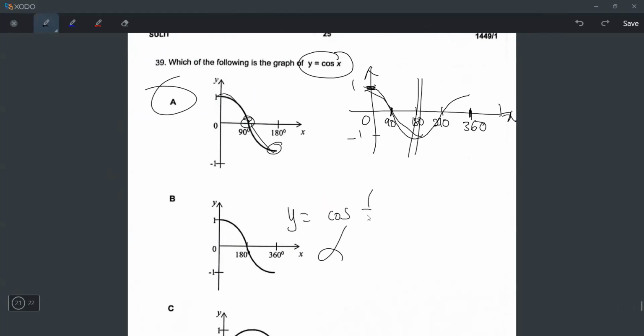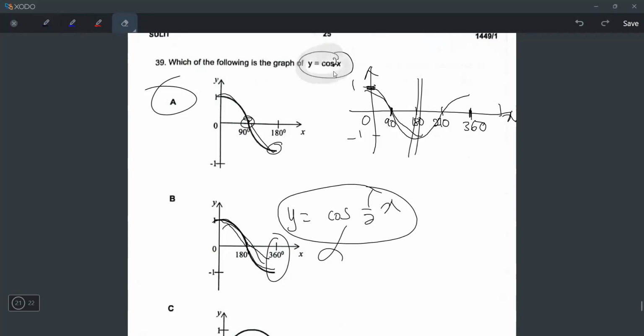Let's think about this. 1 over 2x. Yeah. If the question is asking for y equals cos 1 over 2x, then B is the answer. Okay. Because if this value is 1, it means in 360 degrees one cos graph happens. Okay. And what if the number here is 2? Then what it means? It means in 360 degrees there are 2 cos graphs. Okay. So if you look carefully, in 360 degrees only half a graph happens. That is why this curve, the equation of it will be cos 1 over 2x, not cos x.